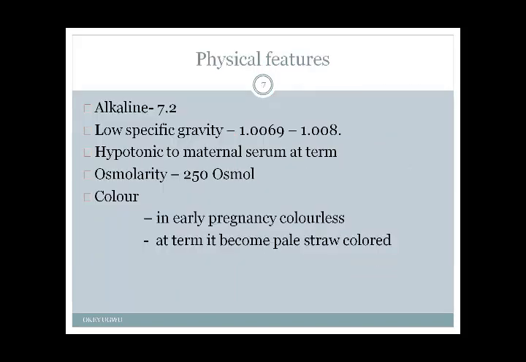So regarding the physical features, it's alkaline in nature with a pH of about 7.2, with a low specific gravity, and hypotonic to maternal serum at term. Osmolarity is about 250 osmoles, and the color in early pregnancy is colorless. At term it becomes pale straw colored. Mostly we say it looks like an old light. It's layman terminology which we are using. In a normal pregnancy, it should be colorless. If it is blood mixed or meconium mixed, it has further clinical implications.